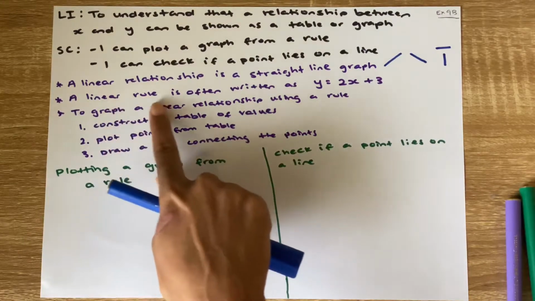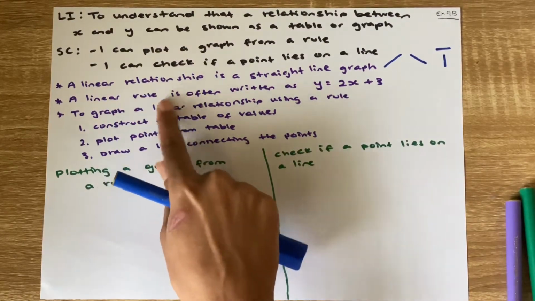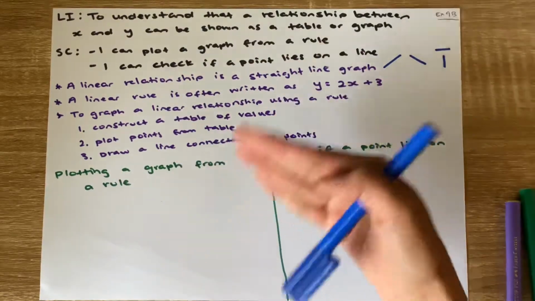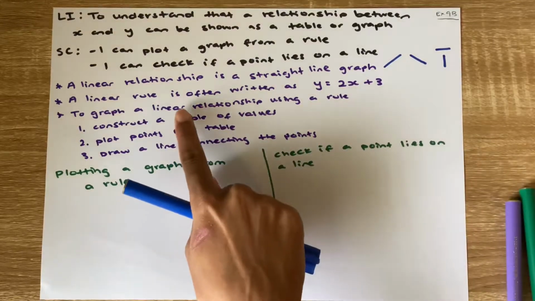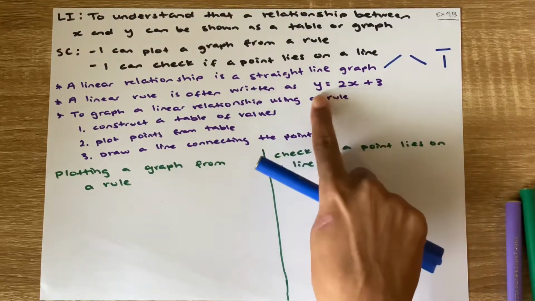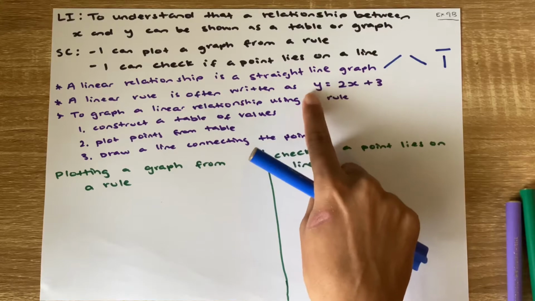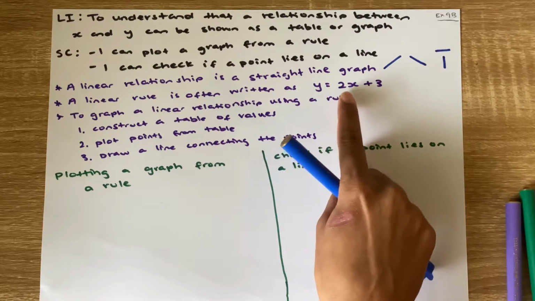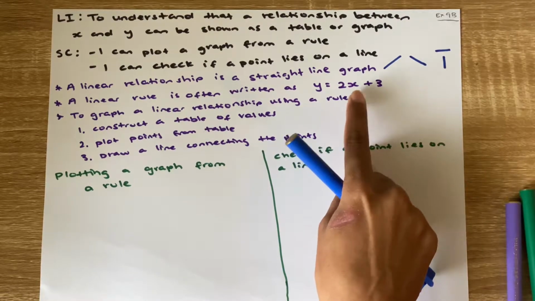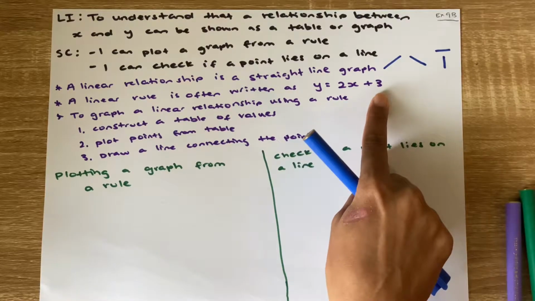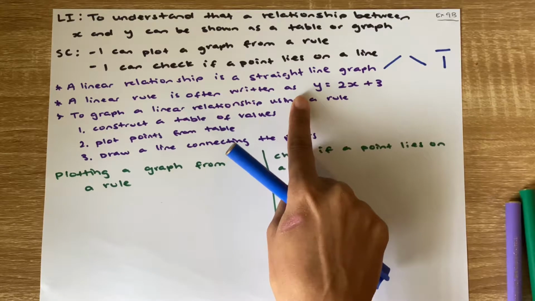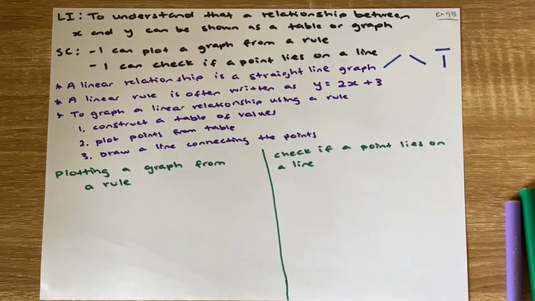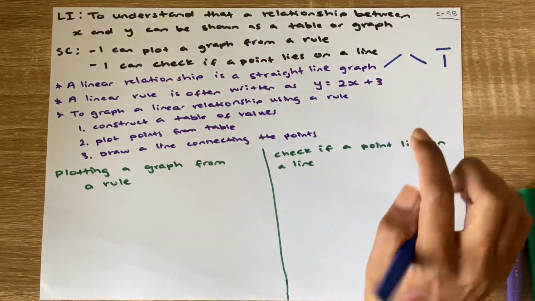A linear rule is going to define where our graph is going to sit on our set of axes or on our Cartesian plane. It's often written in this form: y, which is our subject, equals something x plus or minus something. Our y most of the time will be on the left-hand side, and our x most of the time will be on the right-hand side when we're describing our rule.